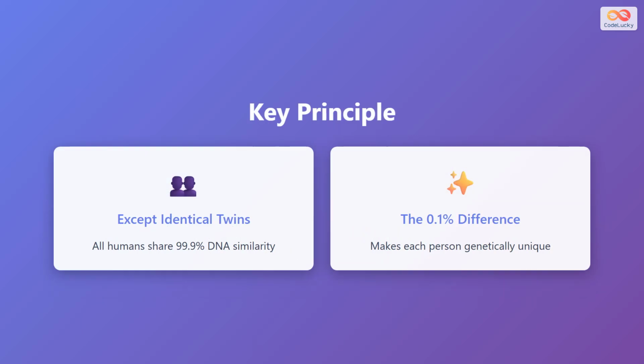The foundation of DNA fingerprinting lies in an important principle about human genetics. All humans share approximately 99.9% DNA similarity. This means that except for identical twins who have identical DNA, the remaining 0.1% difference is what makes each person genetically unique. This small but significant variation is enough to distinguish one individual from another. And it's this difference that DNA fingerprinting exploits for identification purposes.